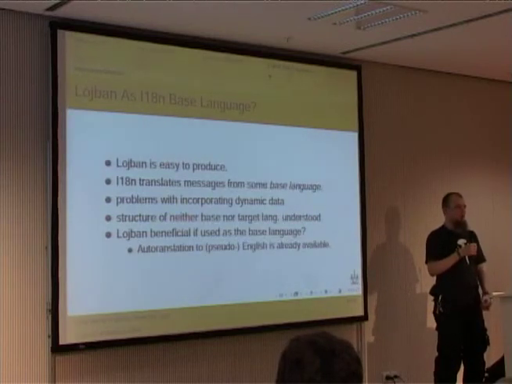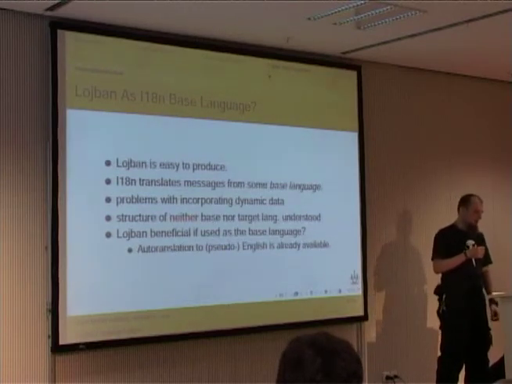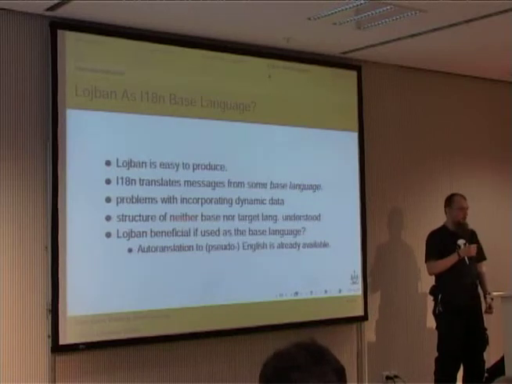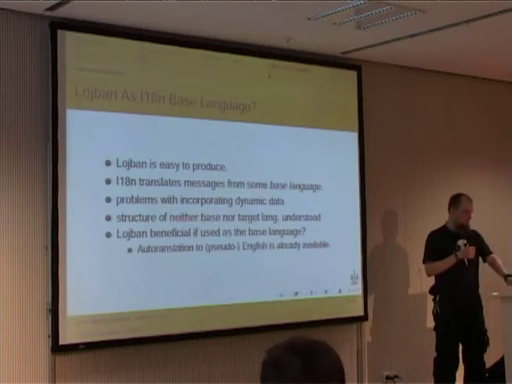For example, say in German, it's much harder than in English to produce a correct plural form of something, and you have to invent complicated structures to do this, and then you also have to recognize the structure in the base language. So maybe lojban might be beneficial.